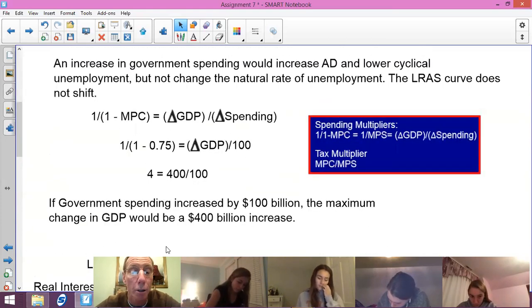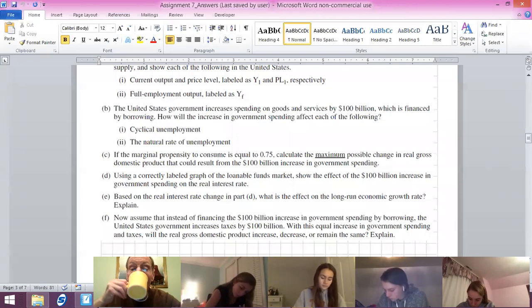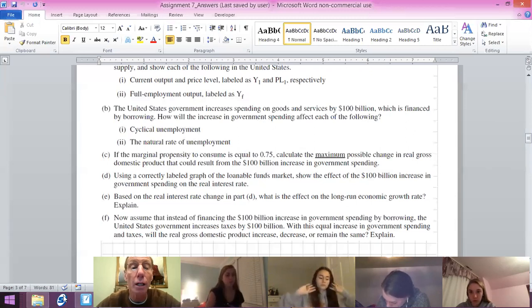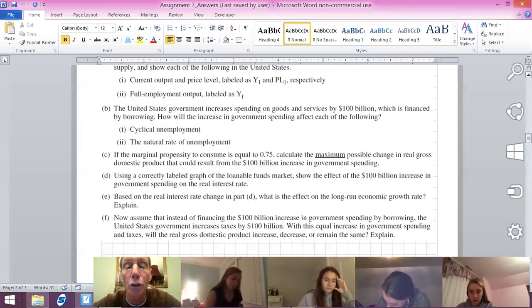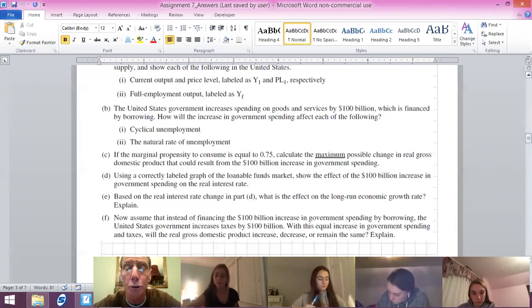The next one is asking us about a graph. All right, let's go back. Okay, part D. Using a correctly labeled graph of the loanable funds market, show the effect of the $100 billion increase in government spending on the real interest rate. So this is the real interest rate.